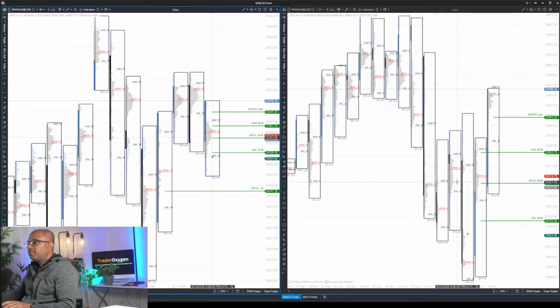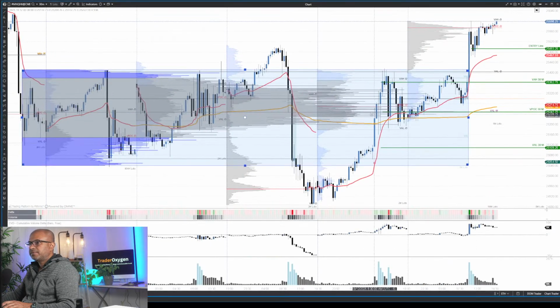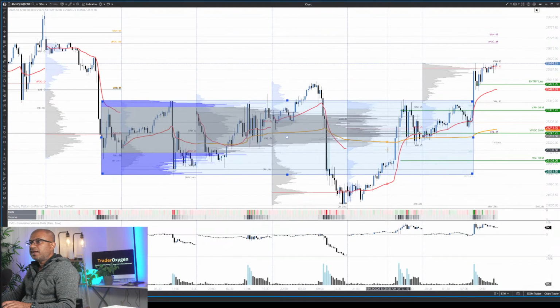So then with that understanding, we jump into the 30 minutes chart. You can clearly see in the 30 minutes chart of micro mini Nasdaq index futures that the price is in a range.